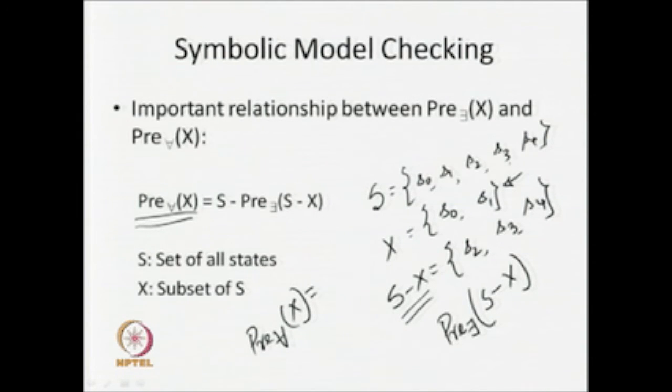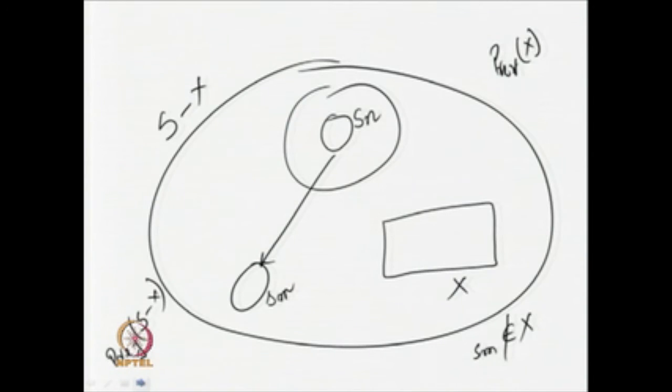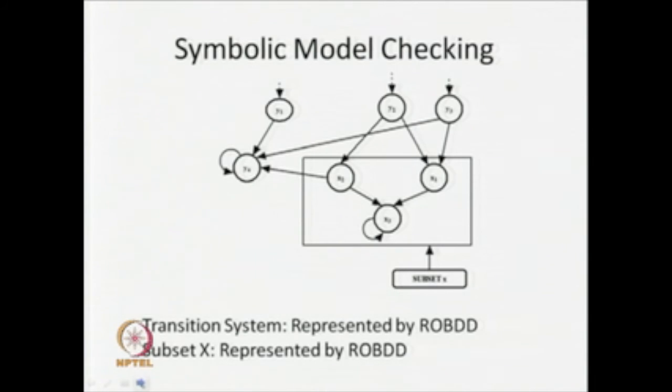That means, if we have a procedure for pre there exists x, then from here we can always evaluate pre for all x. That means, you just see that we need one procedure which is going to evaluate pre there exists x, then very well we can calculate pre for all x. Okay. So, now we see that the whole transition system we can represent with the help of ROBDDs. If we have a subset of x, it can also be represented by ROBDDs. Now, we have to see how we are going to evaluate this particular predecessor state.